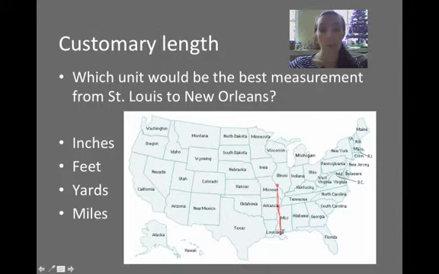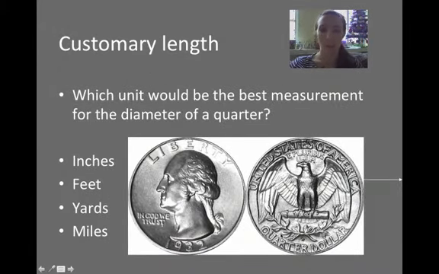Okay, so we would talk about that in miles because it's the only one that's really big enough to talk about that distance without sounding a little ridiculous. In inches, you're talking about millions of inches, whereas in miles, it's about 750 miles, which is much easier to comprehend.